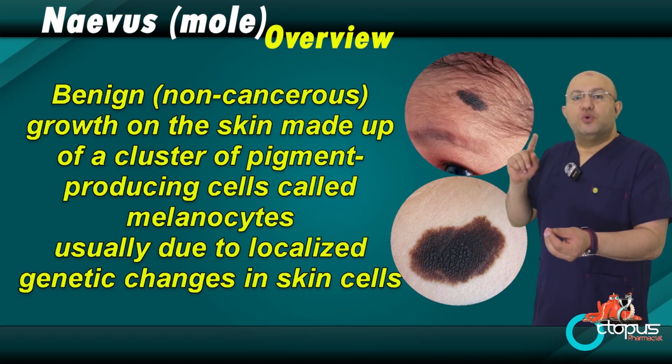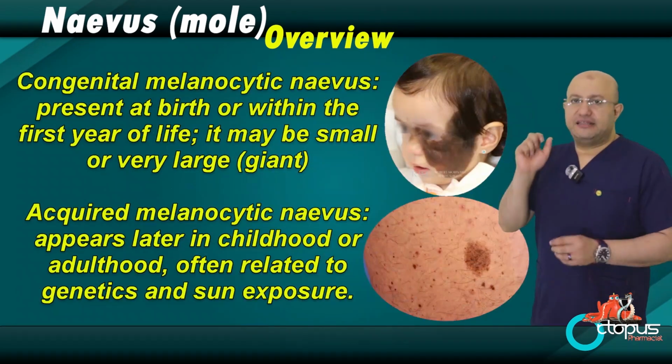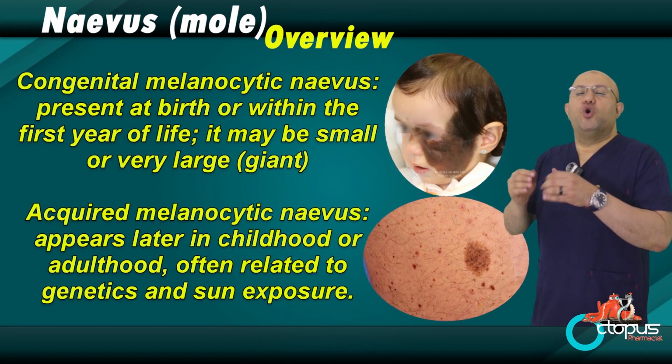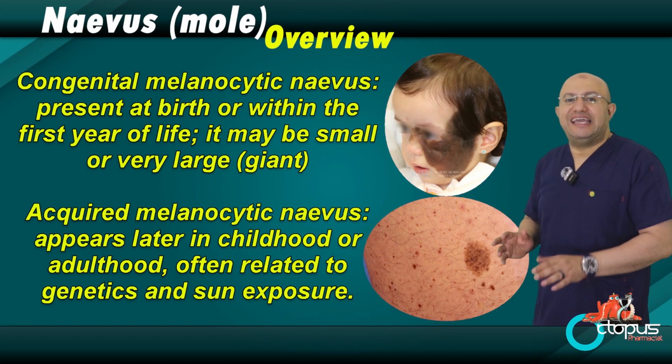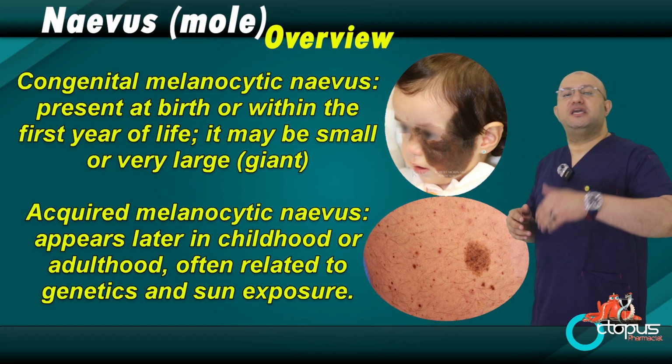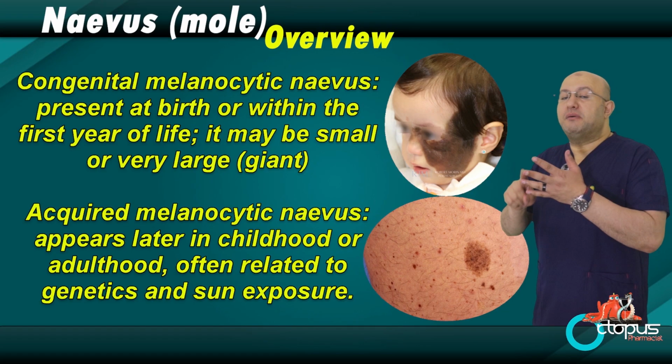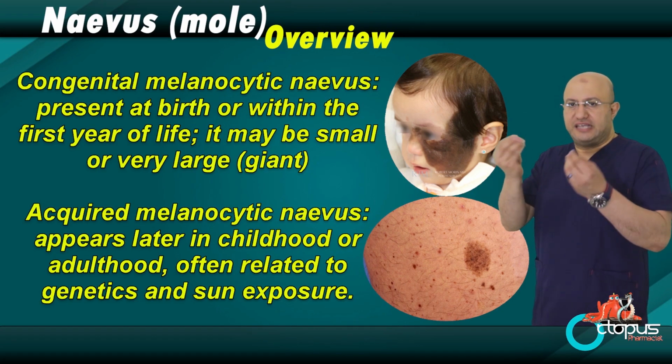The second is acquired. Something from outside affects the genes, such as strong or repeated exposure to sunlight, especially ultraviolet rays, or exposure to radiation. The third is spontaneous mutation: changes in genes that occur without a clear trigger that we can identify.